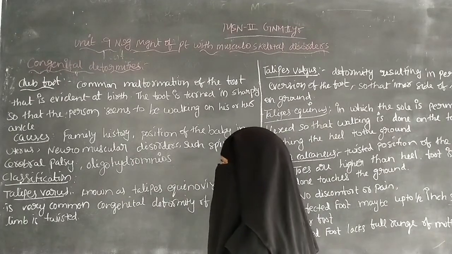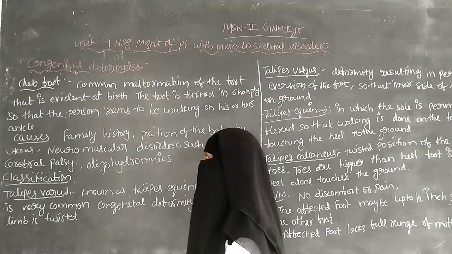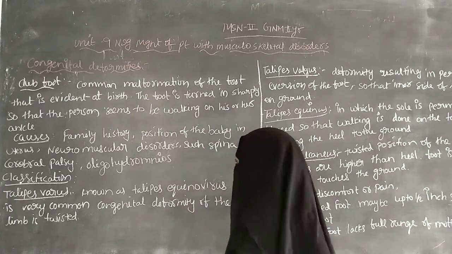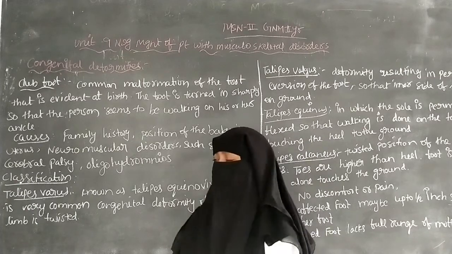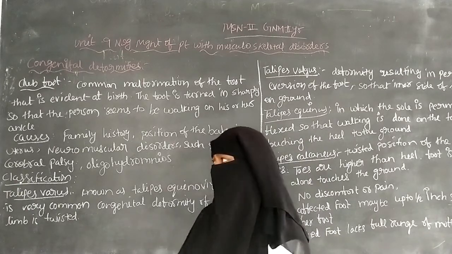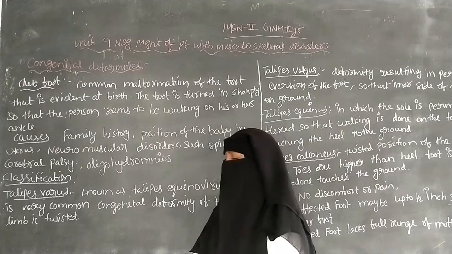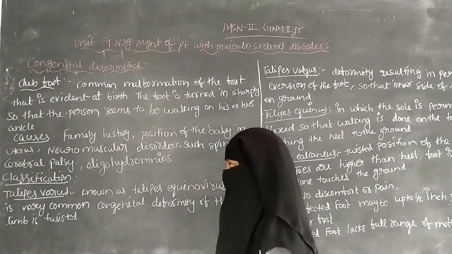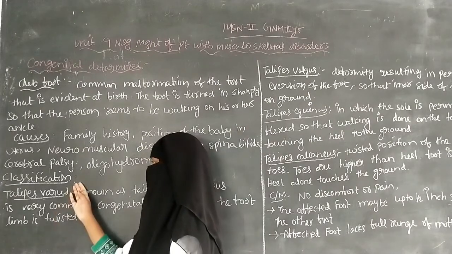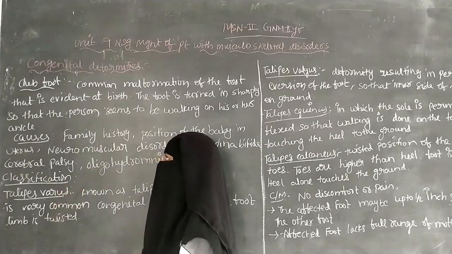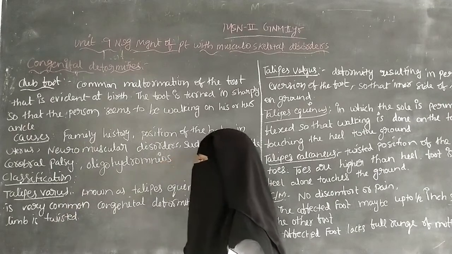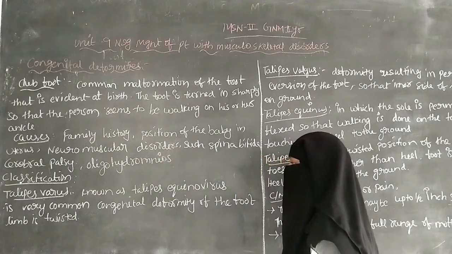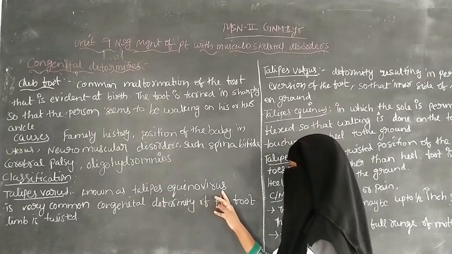So the causes include the family history, the position of the baby in the uterus, neuromuscular disorders such as spina bifida and cerebral palsy, and oligohydramnios. And next is the classification. The classification of clubfoot includes Talipes varus. Talipes varus is also known as Talipes equinovarus.